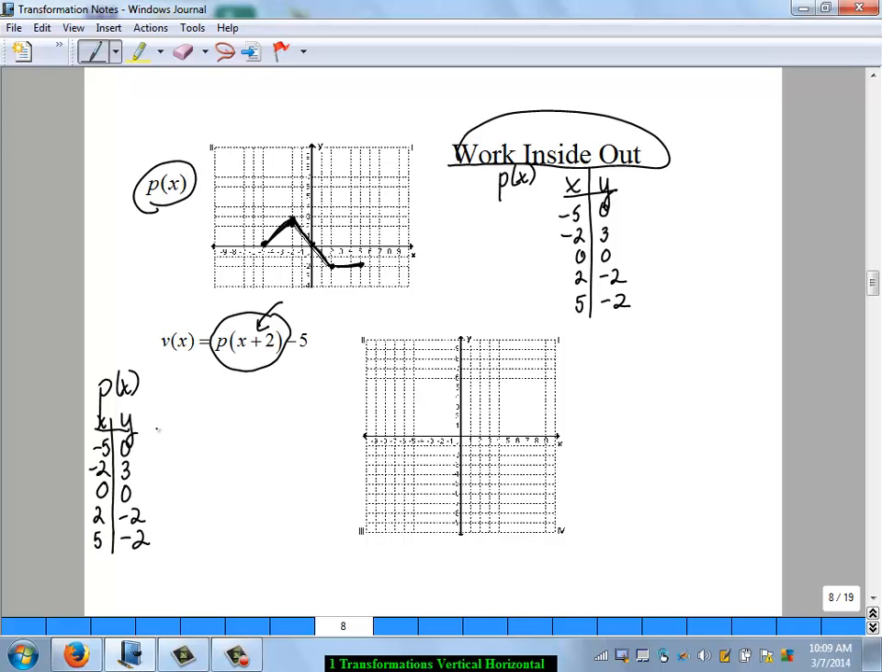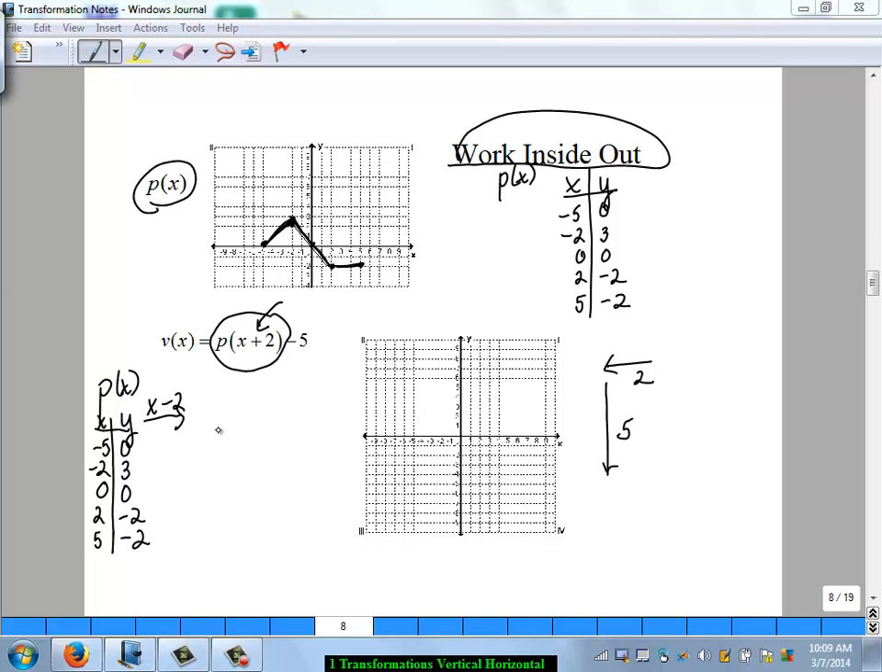Now, the first thing you're going to do is this. If it's an inside change, it's opposite. So I'm going to subtract 2 from my x's. So really what I'm doing to this graph, it looks like, is shifting it to the left 2. That's the first thing it wants me to do. The second thing it wants me to do is, after I shift it, drop it down 5. So this graph should look the same, but shifted over and down when I'm done. So we're not going to graph the in-between step, but we will graph it at the end.